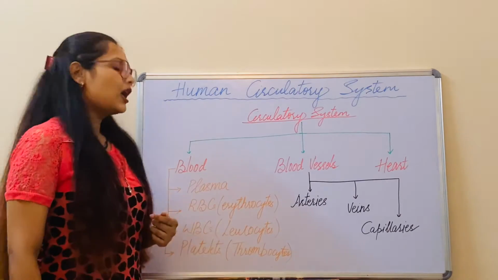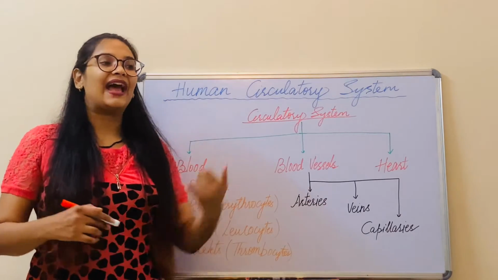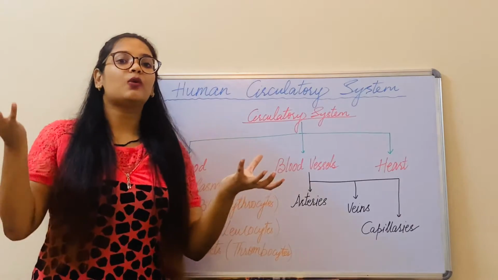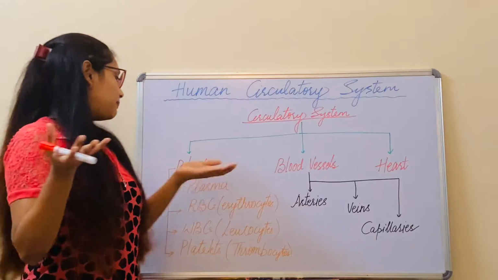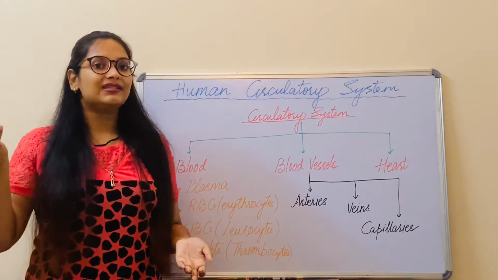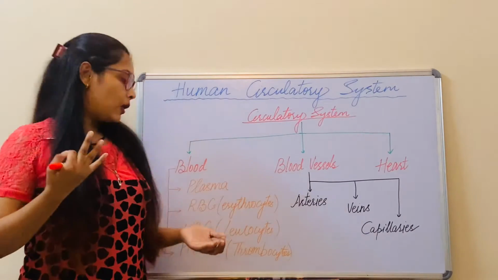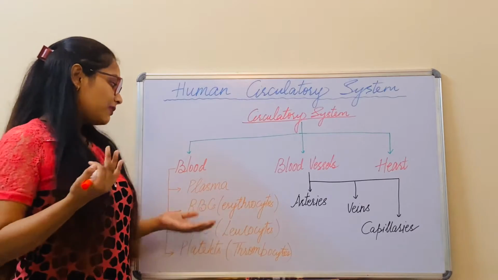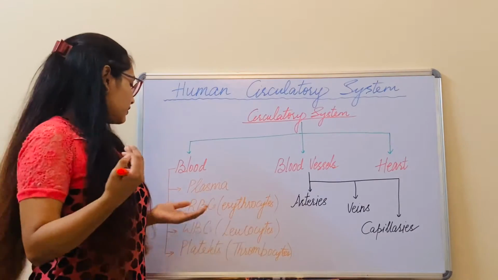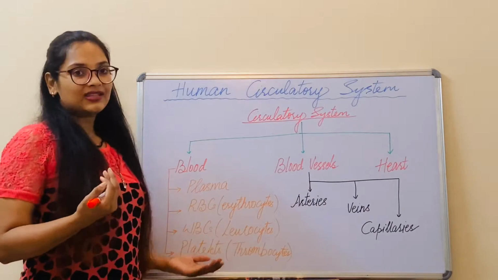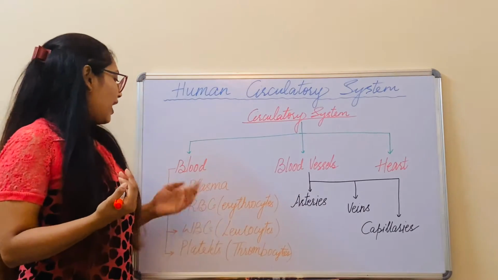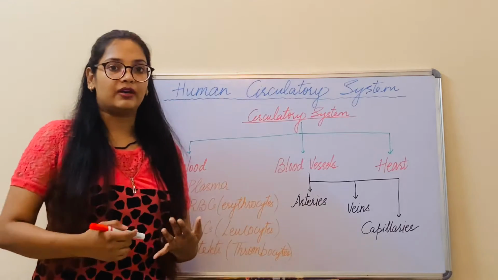First comes the blood. The blood basically has a fluid part and a part which consists of the formed elements. The fluid part is the plasma, and the formed elements basically consist of three cells, which are the RBCs, the red blood cells or the erythrocytes, the WBCs or the white blood cells or leukocytes, and the platelets or the thrombocytes.